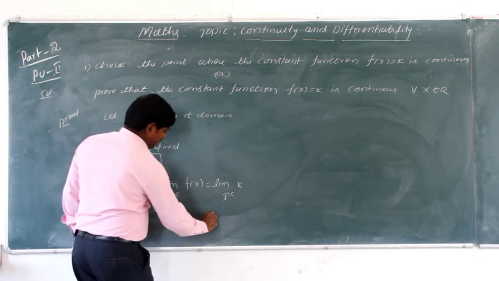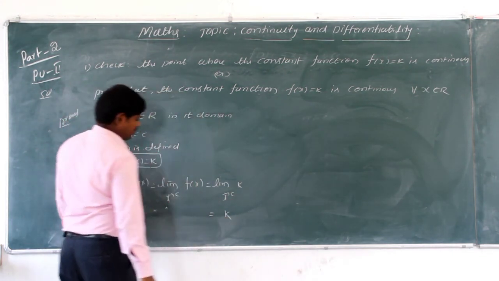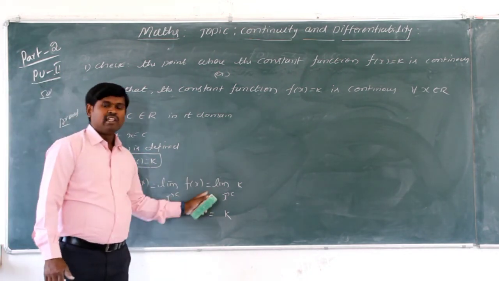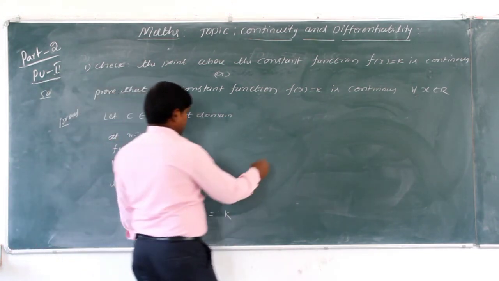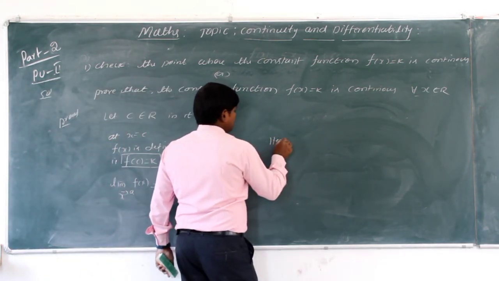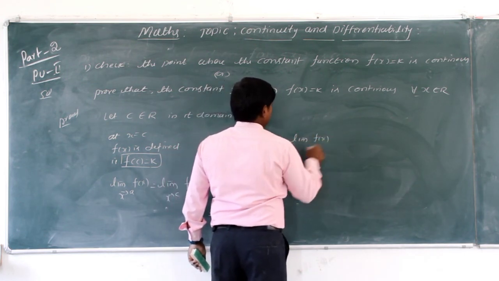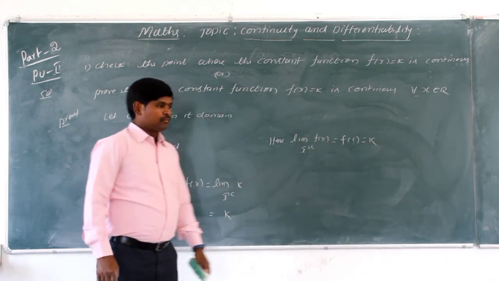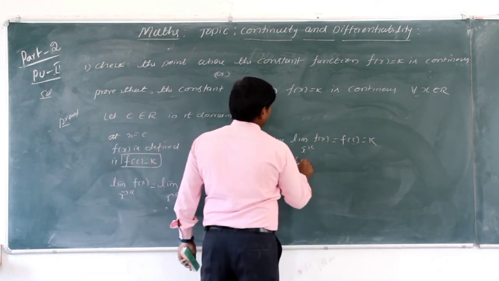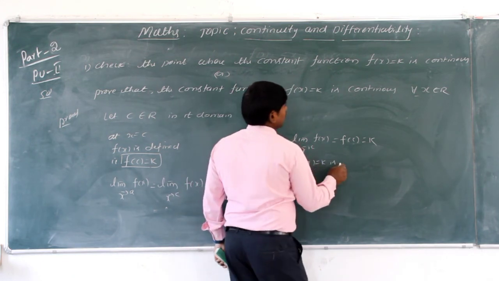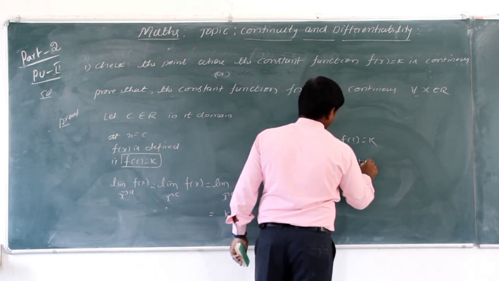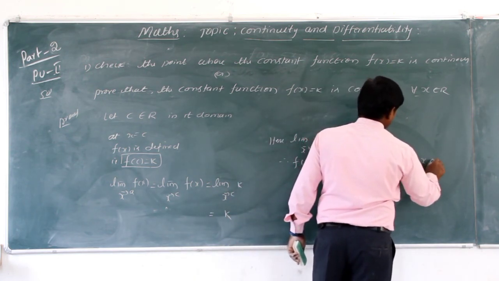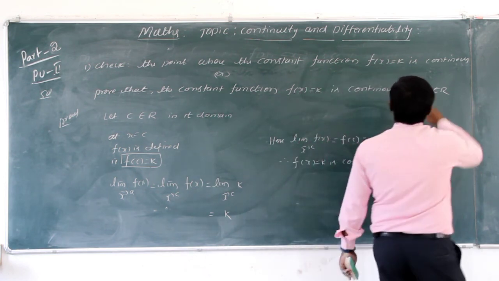So therefore, its value is also what? Its value is also k. That means the value of the function is equal to the limit of the function. So therefore, the limit of f of x as x tends to c is equal to f of c, which is equal to k. So the given function, f of x is equal to k, is continuous for all x belongs to real number. That means there is no point of discontinuity.